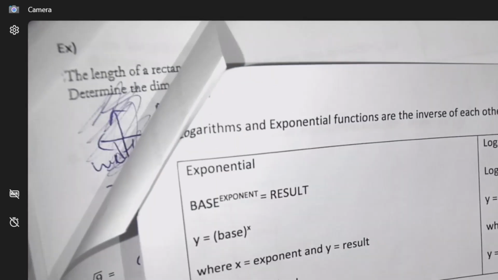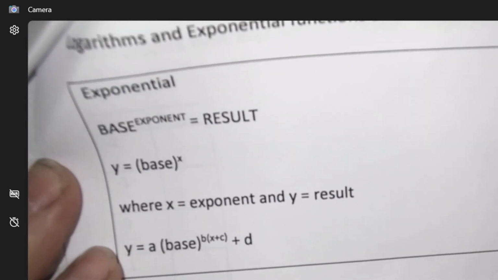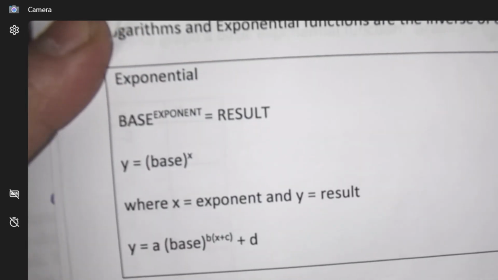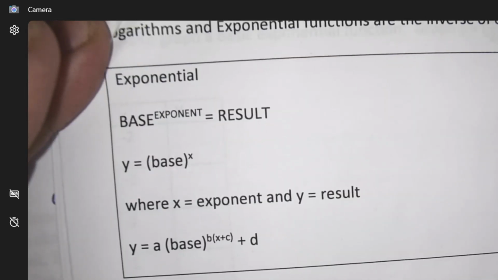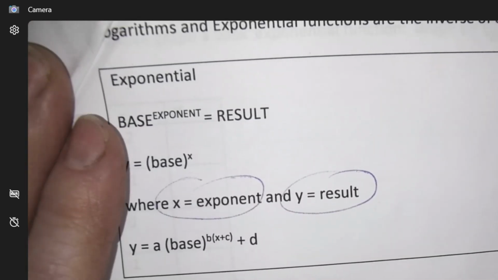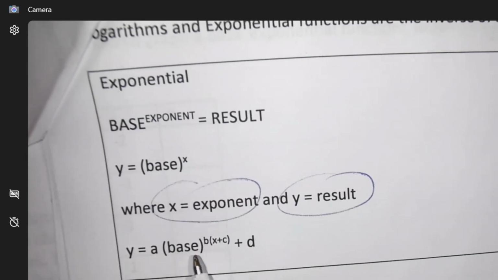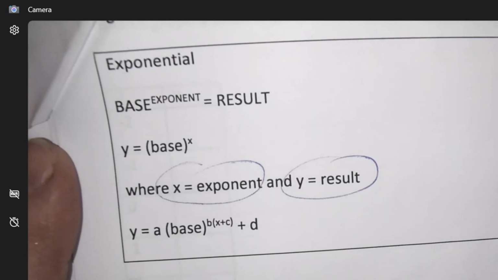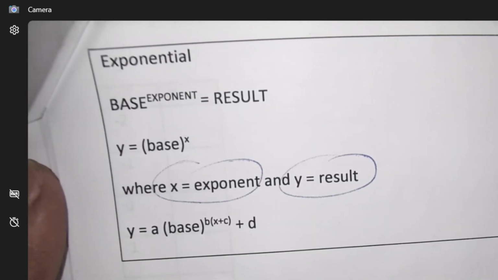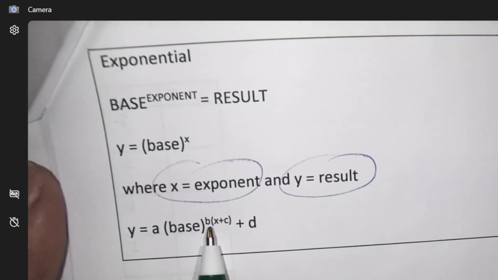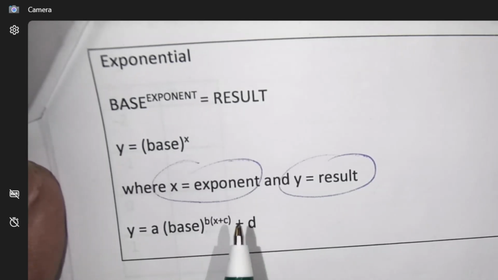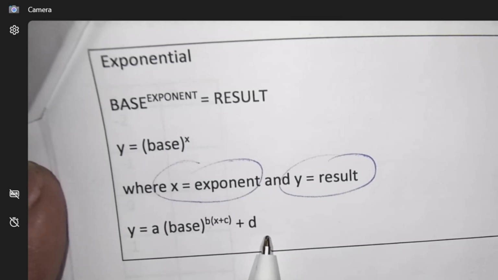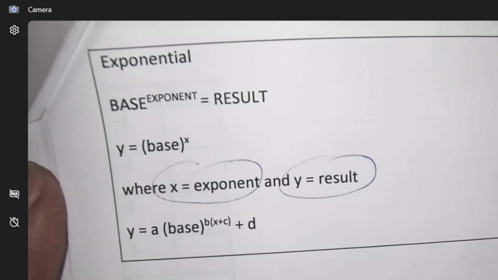Okay, so here's an exponential function. Like I said, we're going to have a number to an exponent, and it will equal some result. So x, the input, is the exponent, and y is the output, the result. And then what could we do? We could add an a, b, c, or d yet. A is always the multiplier at the front, b is always the multiplier in front of the x, c is with the x, d is the outside number. It's the same kind of format.